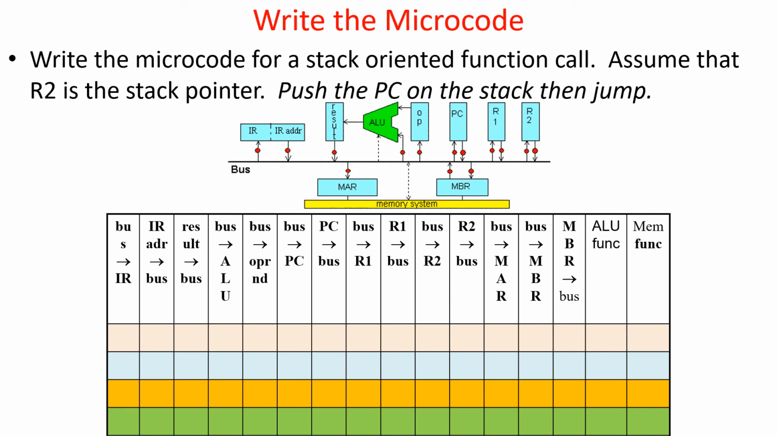Try this one. Try writing microcode for a function call. A stack-oriented function call, just like Intel and most other machines do, where it's going to save the return address on the stack and jump to the start of the function. The return address is what's in the program counter because the program counter always contains the address of the next instruction to be executed. So all you have to do is push the program counter value on the stack and then jump. You might pause the video for a minute while you think about this.